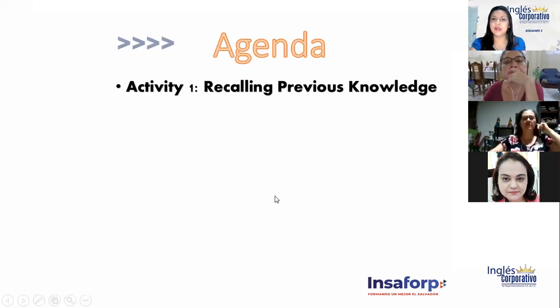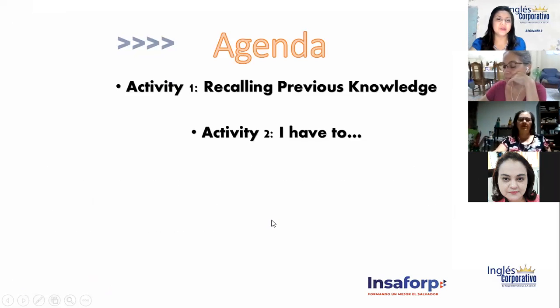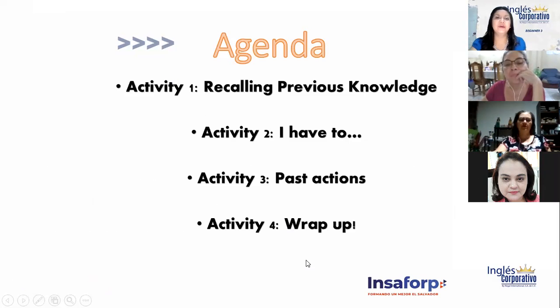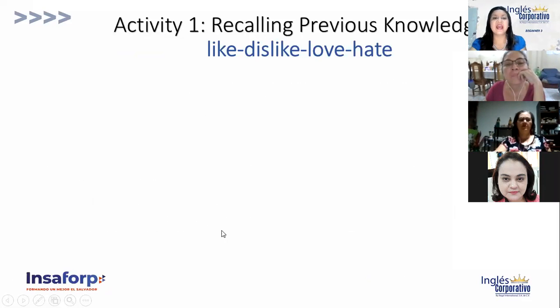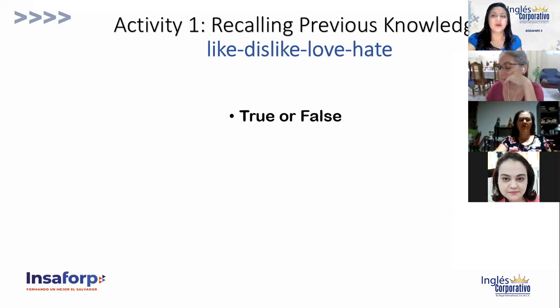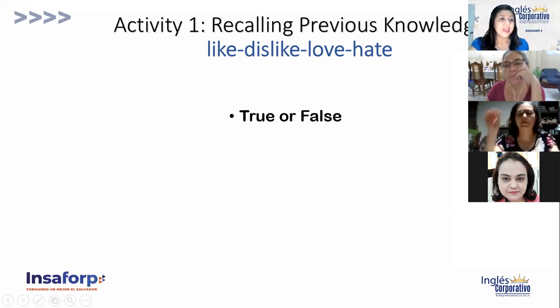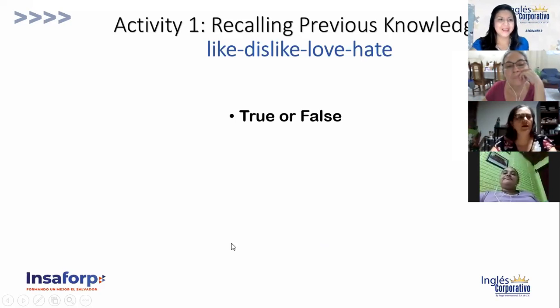So the first activity is recalling previous knowledge. Activity 2, I have to, and activity 3, past actions, and activity 4, wrap up. So for the first activity, I have these expressions, like, dislike, love, and hate, and we have a true or false activity. What I want you to do is read my sentences about myself, and you will tell me if it's true or false about the things that I like, I dislike, I love, and I hate. So let's begin. You are going to identify or guess if it's true or if it's false.